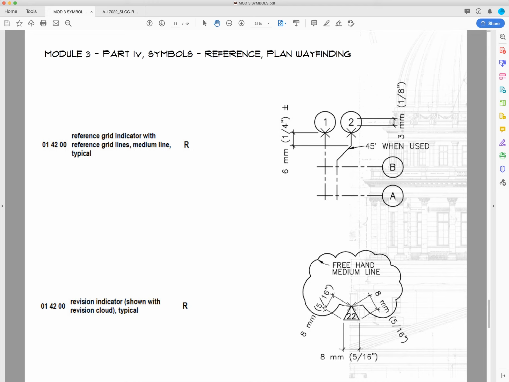For example, if you forgot to add a window detail, you could go back to your details and add it. You cloud around it so that it's obvious that this wasn't here last time, this has been added, and you put this little number 1 triangle next to it. This ties in with what we talked about last week, where we had the revision and changes on our title block. So these two kind of go hand in hand with one another.